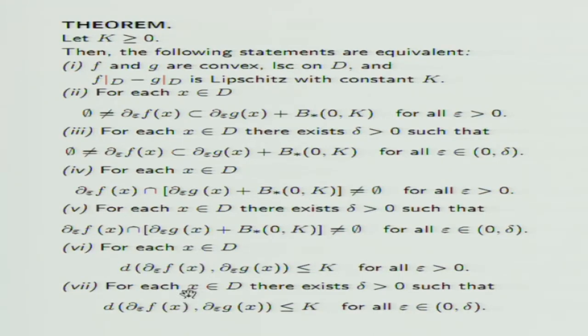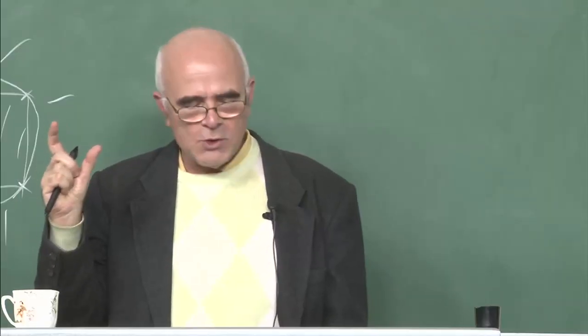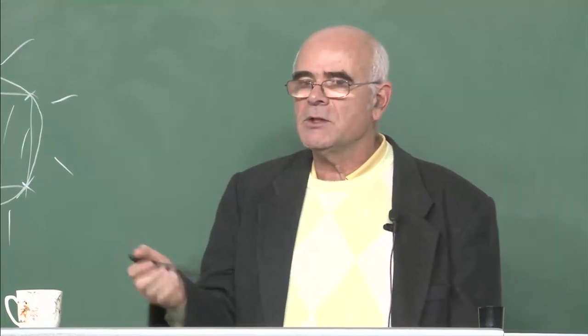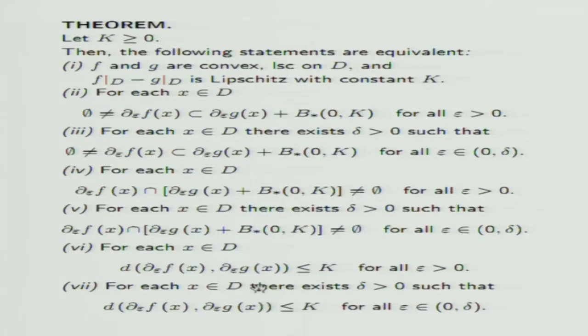But we have here 2 more statements which appear to be weaker than the previous ones. If you look at 5, for instance, 5 says that there is a point here and a point there such that the difference is in the ball. That is to say, such that the difference has a norm less than or equal to k. Then the distance between the two sets is less than or equal to k, but this is apparently weaker because the distance need not be attained. Okay? Nevertheless, it turns out to be equivalent. So it's interesting to notice that you just need the distance between the epsilon subdifferentials to be less than or equal to k for sufficiently small epsilon to be sure that your DC function f minus g is Lipschitz with constant k.